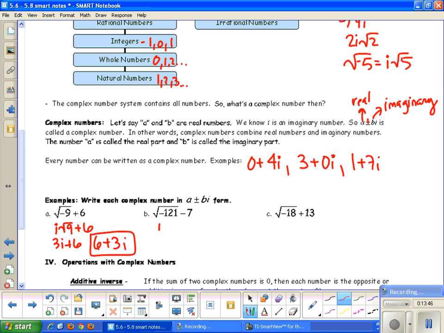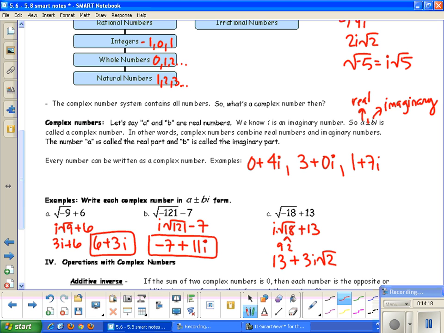For the next one, I again do i root 121 because you always want to write your equations in terms of i before you simplify them. The square root of 121 is 11, so negative 7 and then plus 11i would be my solution. If we go to the next one, i root 18 plus 13. The square root of 18, we need to simplify, so that's 9 times 2. So when we do this, we get 13 plus 3i times the square root of 2.